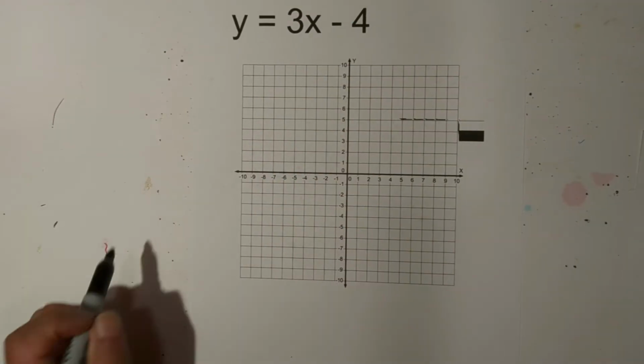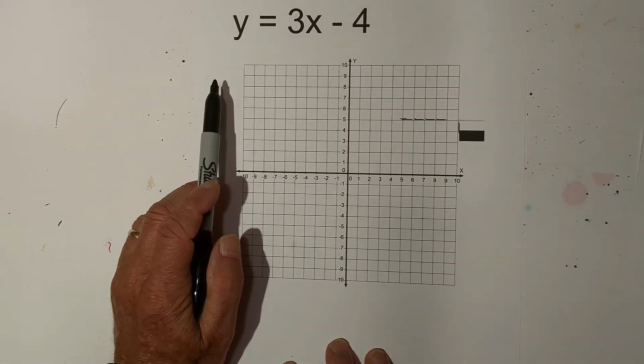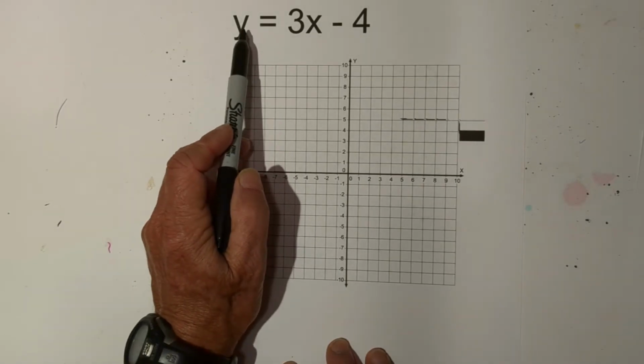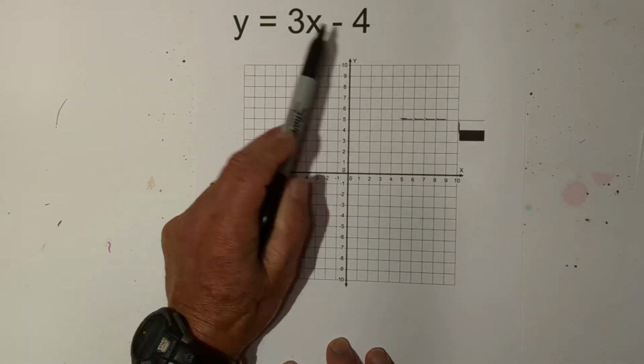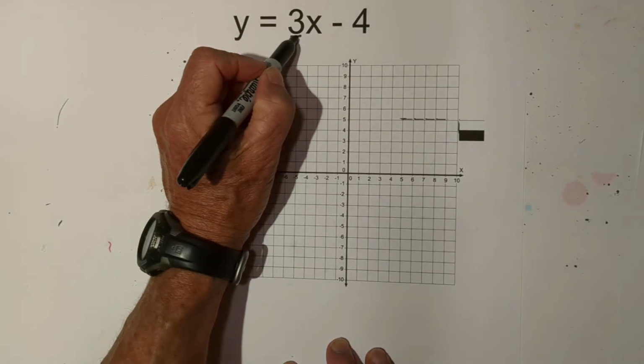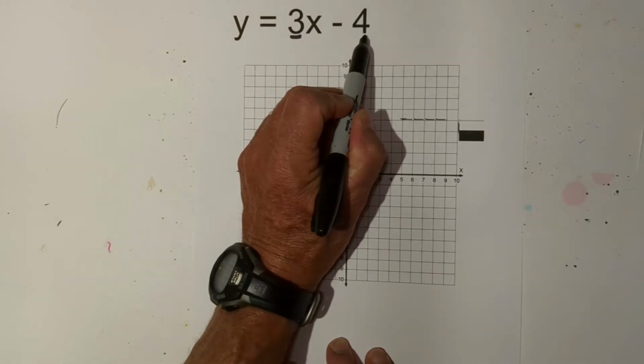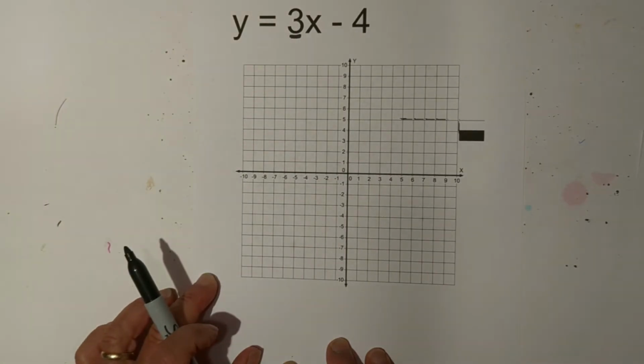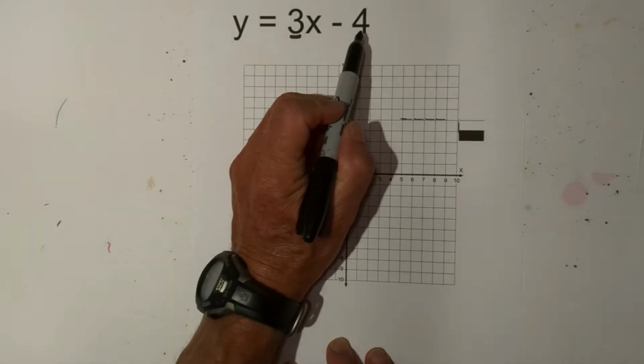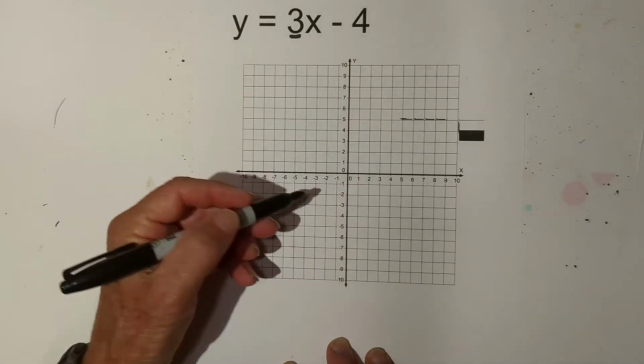Okay, let's go over how to graph in slope-intercept form. And this is obviously in slope-intercept form. The 3 is the slope, and the -4 is the y-intercept. So what we're going to do first is you always start with b, and that is -4.